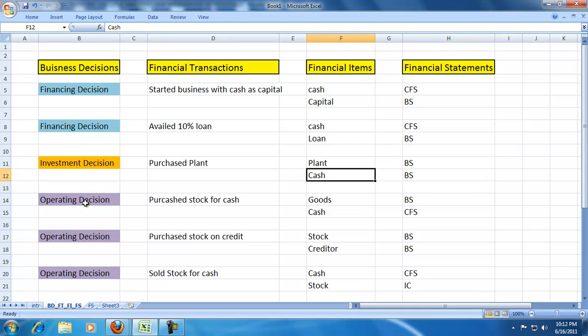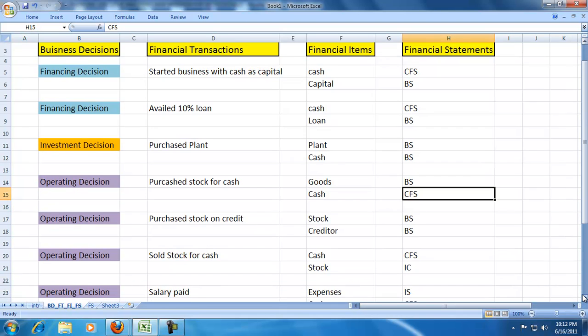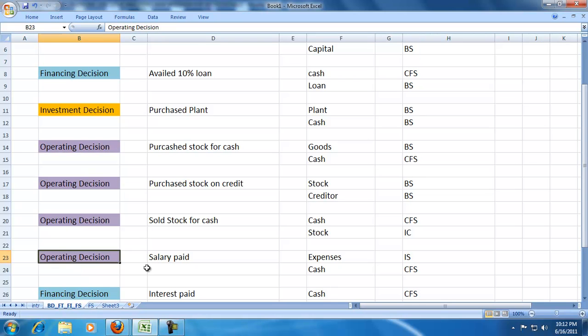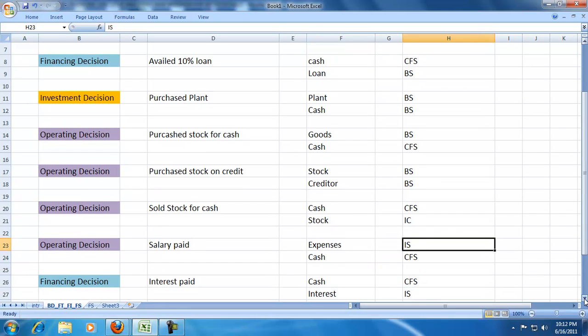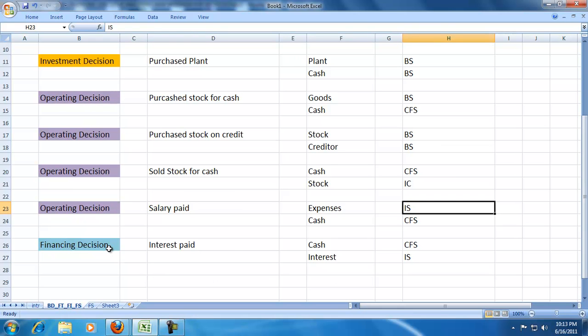If I take some operating decisions like purchase stock on credit or for cash, these are all operating decisions. The corresponding items are goods, cash, or stock, or the creditor, because you are purchasing on credit, and they'll find place in the balance sheet and income statement, or balance sheet and a cash flow statement. Similarly, paying salary is another example of operating decision. So it's an expense and cash are the financial items, and they'll find place in the income statement and a cash flow statement. Another example is the interest paid.